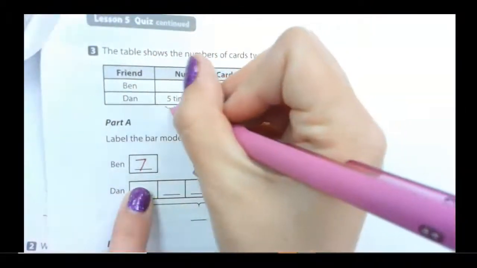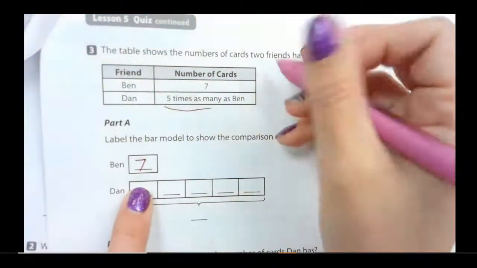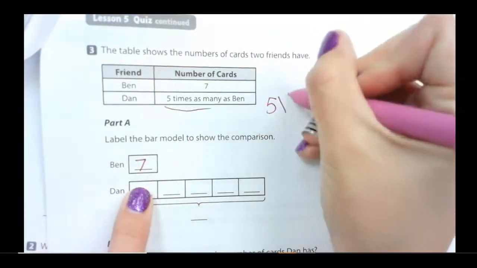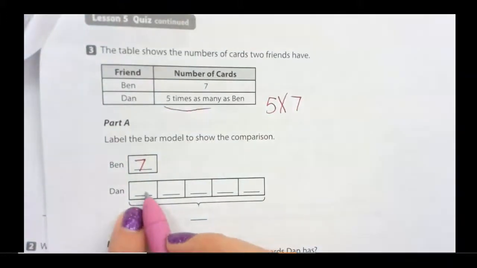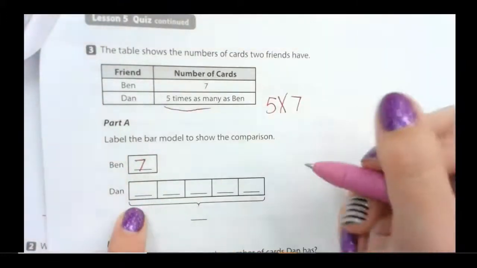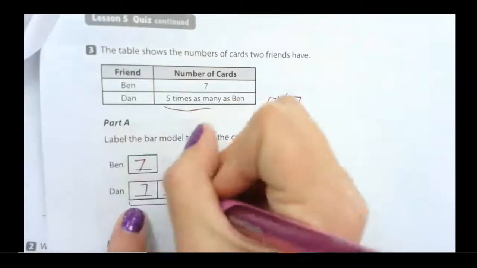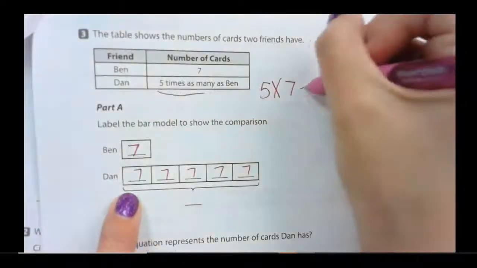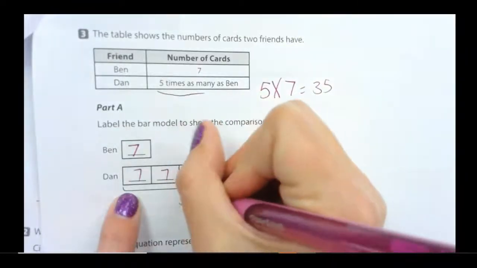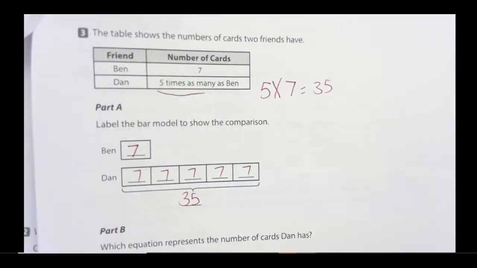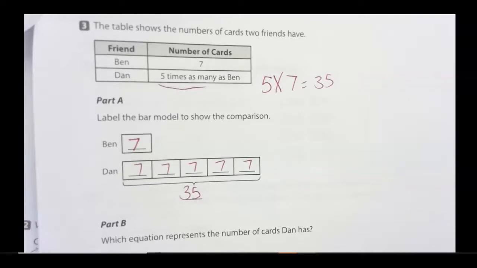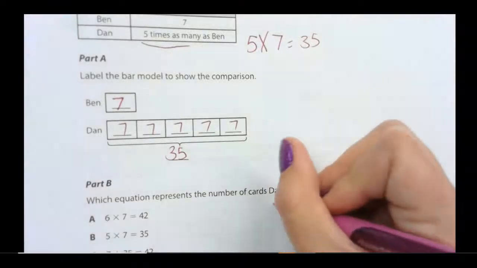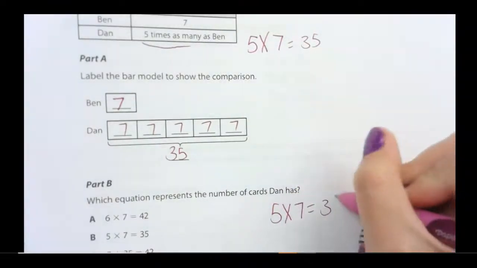And Dan has 5 times as many as Ben. So 5 times, how many did Ben have? 7. So what number is repeating down here? The 7. It's repeating how many times? 5. And what's 5 times 7? 35. Okay, this is the equation we have. 5 times 7 is 35.